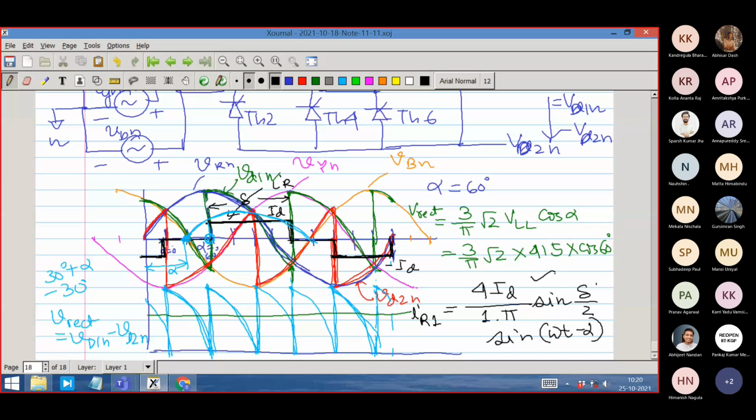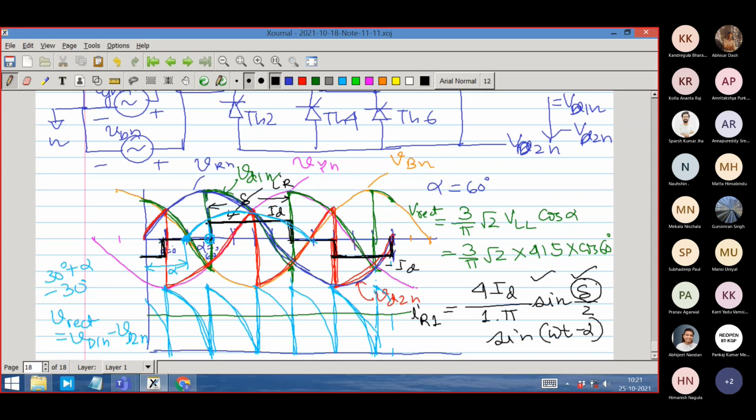4 I_d by n pi, you already know, is the square waveform; we always remember it. 4 I_d by n pi is the expression for a square waveform, where n is the harmonic number. In this case, I am talking about the fundamental. The sine delta by 2 is the scaling that happens because it is not a pure square wave, it is a quasi square wave. Then the delta is the width factor coming in.